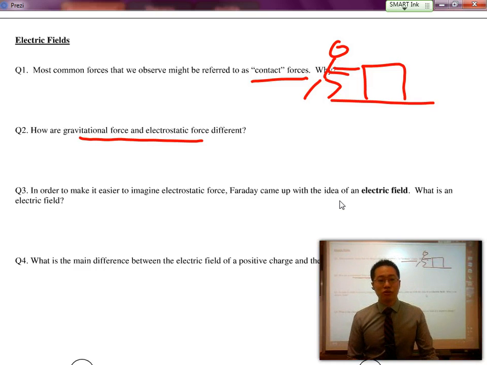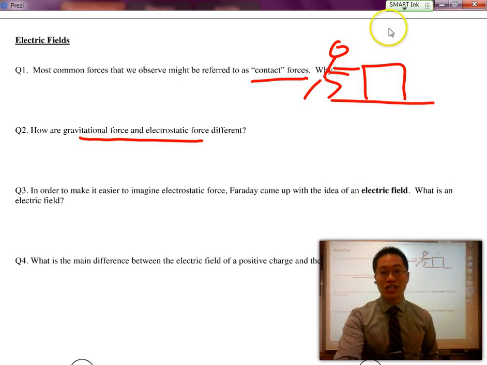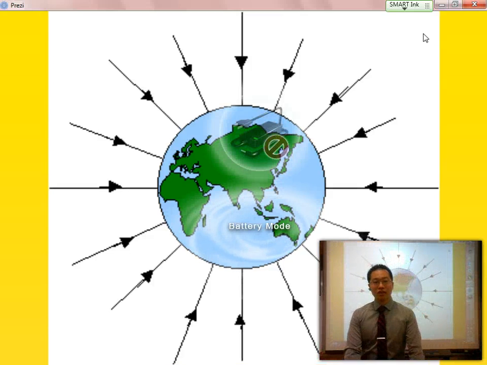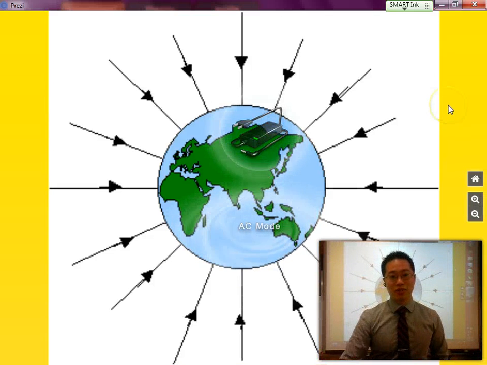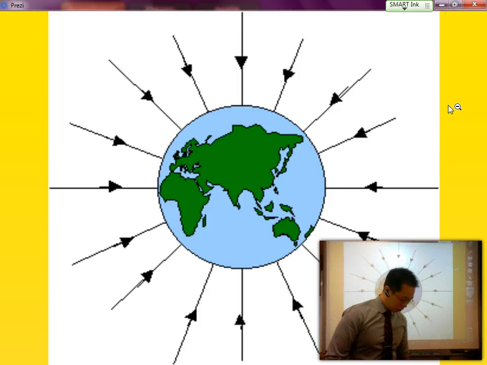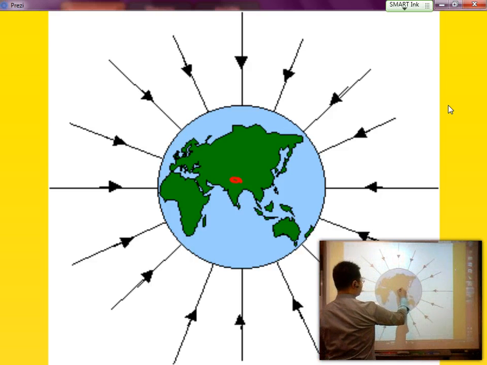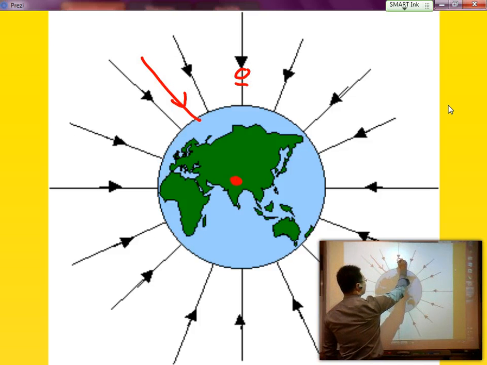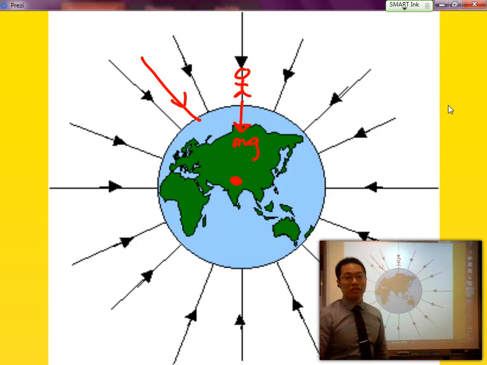So in order to better imagine what electrostatic forces look like, we came up with the idea of an electric field. An electric field is very similar to our idea of a gravitational field. Okay, so if you think about the Earth, the gravitational field is always pointing towards the center. And if you're caught within this gravitational field, you're going to feel a force downward.